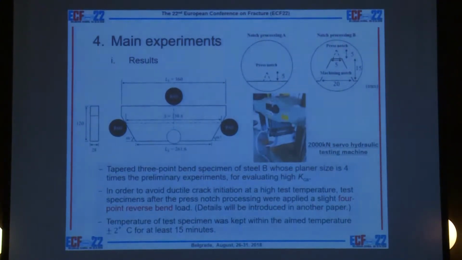Because the result obtained from the preliminary experiment seemed successful, we proceeded to the enlarged experiment in order to obtain higher KD. This is denoted as the main experiment in my talk. The test specimen used was a tapered 3-point bend specimen whose planar size is 4 times the preliminary experiment. In order to avoid ductile crack initiation at the high test temperature, the test specimen after the press notch processing was applied a slight 4-point reverse bend.